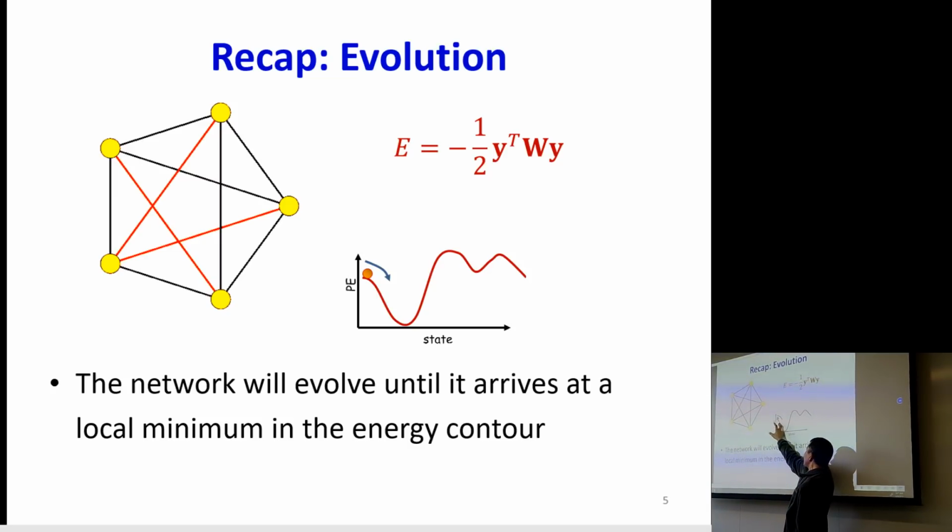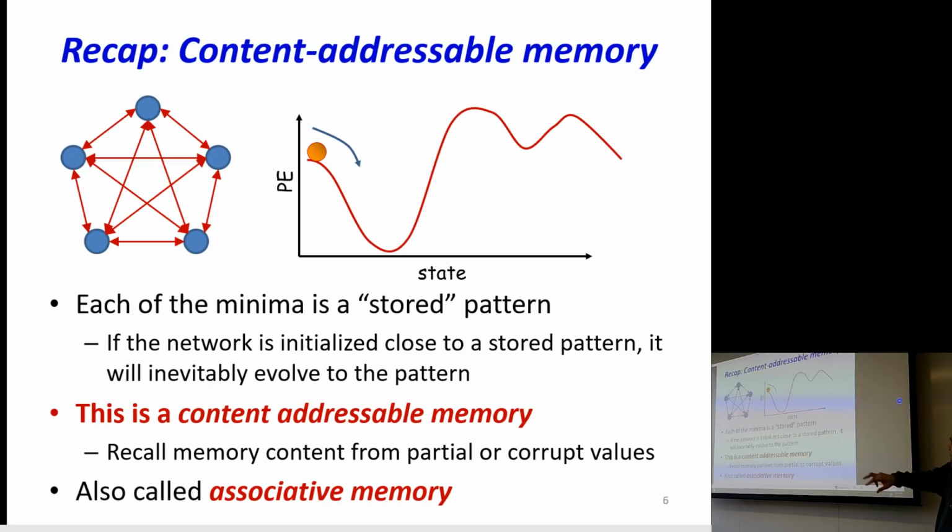And the energy of the function is going to vary as a function of state. If you start off the system at some point, the system is going to evolve to reduce the energy of the state till it comes to some point where it can't go down any further and it will stop there. So these locations where the energy is minimum, these are stored patterns. If the network is initialized close to a stored pattern, it is eventually going to evolve into the stored pattern. So this is a content-addressable memory. We recall memory content from partial or corrupt values.